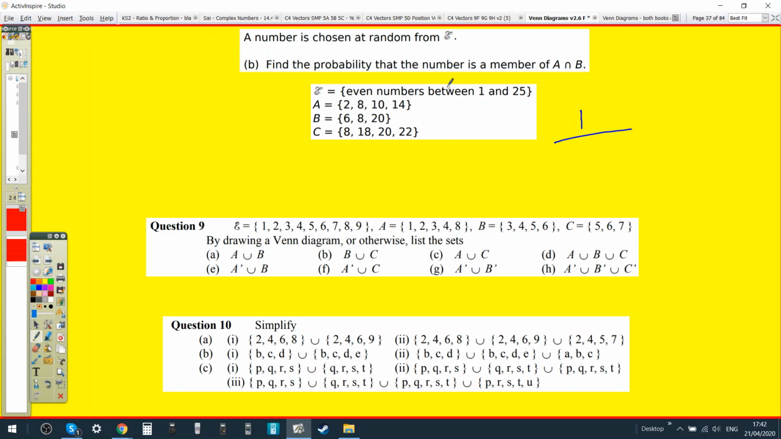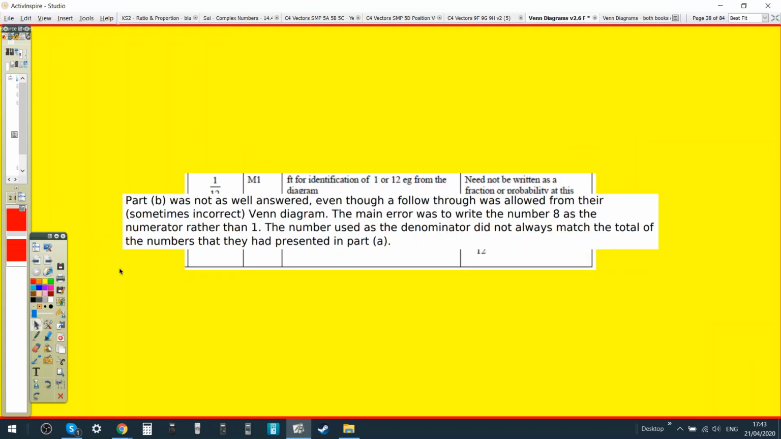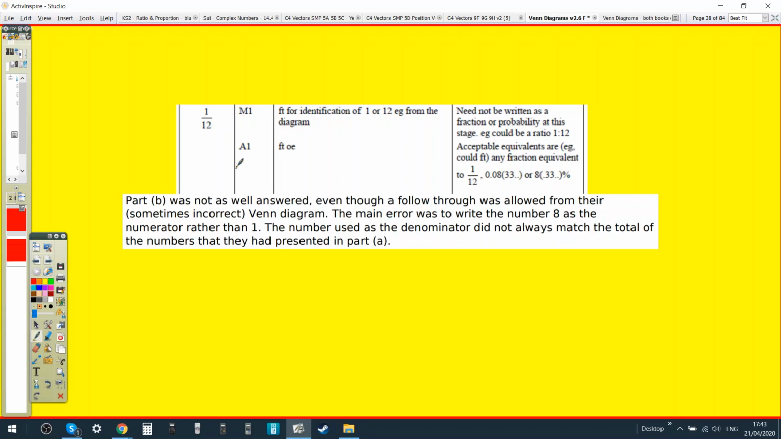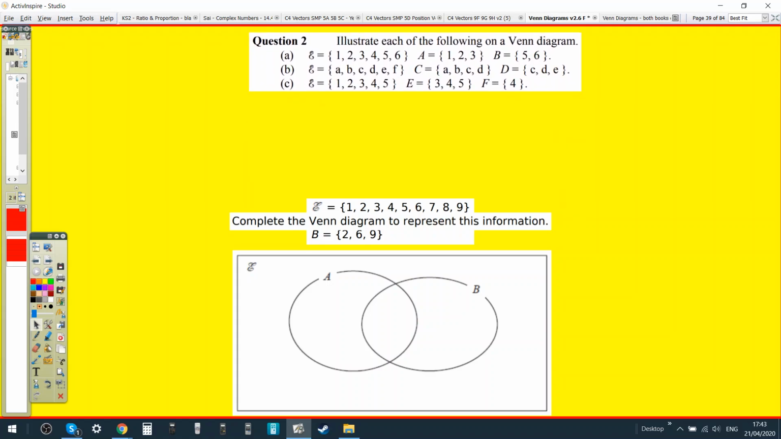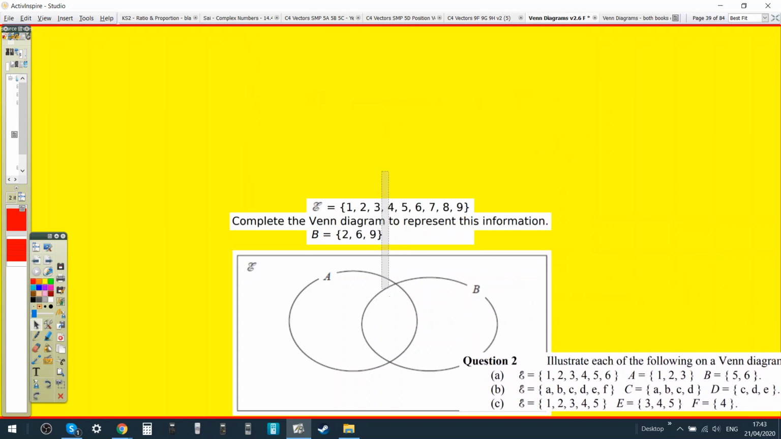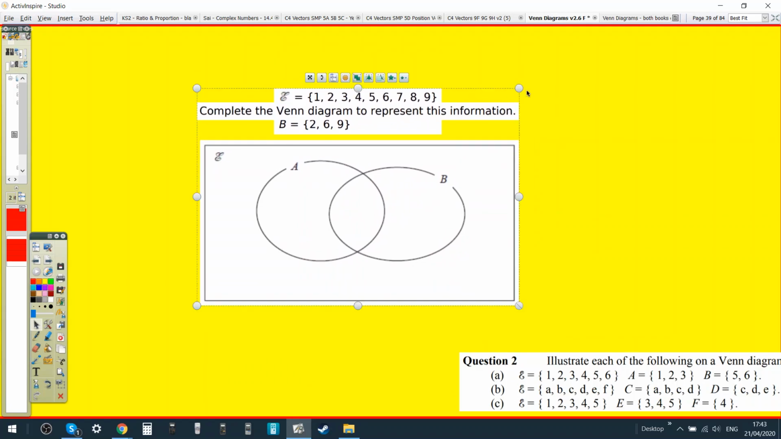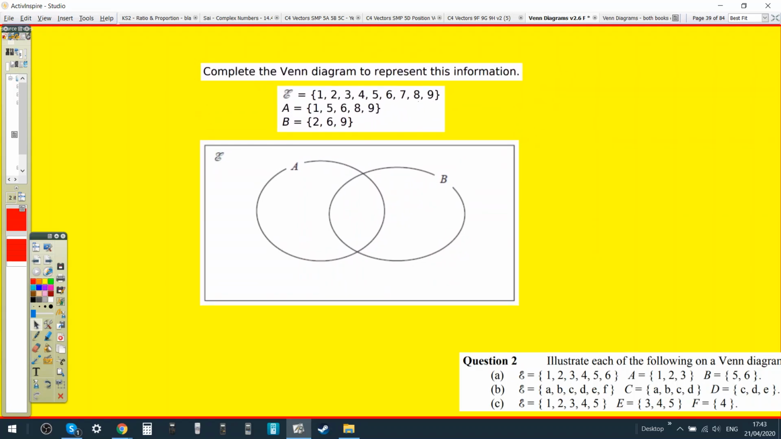So 1 out of, and it's even numbers between 1 and 25. I think it would be like half of 24. Believe so. 1 out of 12. That's it. Let's see. So this one. So let's just ignore that one there. Let's do this one. Put these into the Venn diagram.